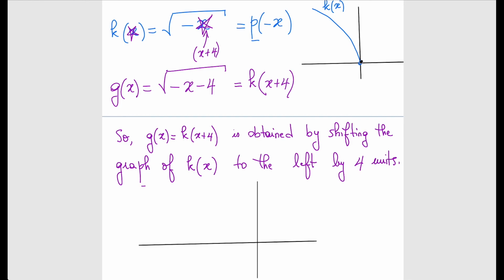This is 0, 0. Now we're going to go to negative 4, 0, right? So we're going to have, let's say, something like this. That's at the point negative 4, 0, right? Make sense? Okay. Obviously, this function doesn't go down. This is wrong, but you got the idea. One more time. Let's try it again.